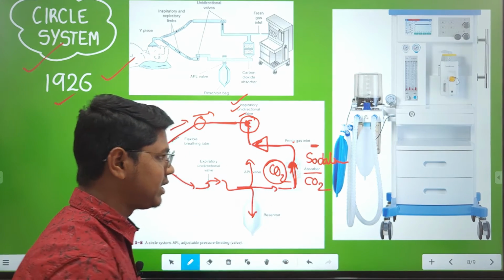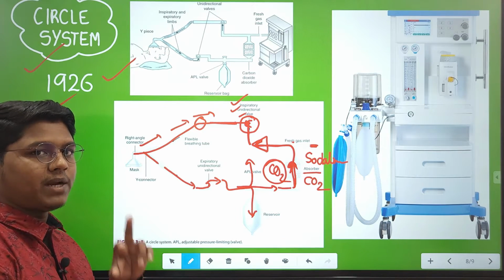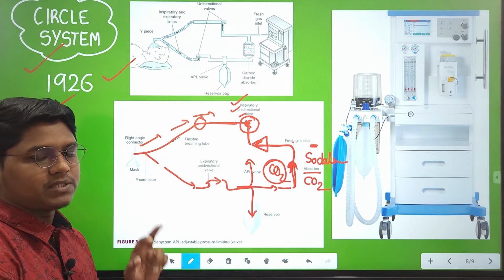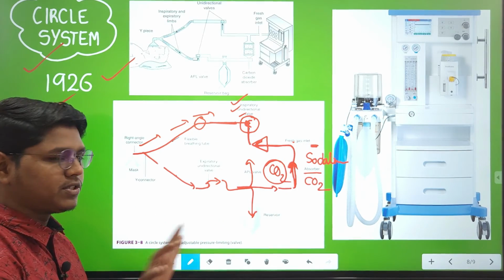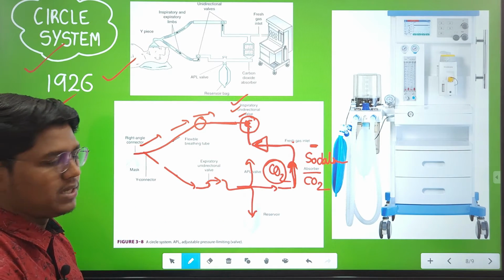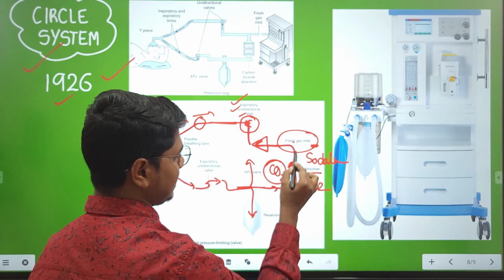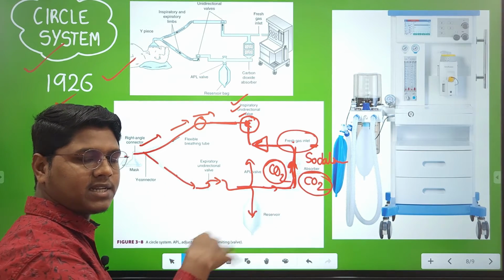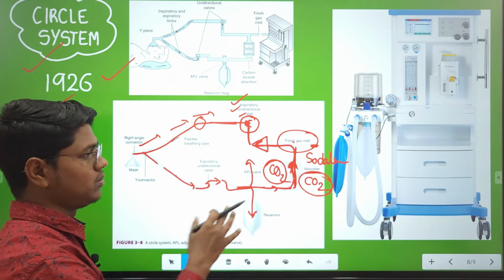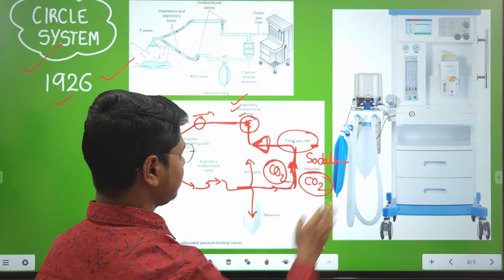Due to this rebreathing of gas, the fresh gas requirement is very low compared to the Mapleson system. In the Mapleson system, you may find a higher need of fresh gas, while in the circle system you may find a low need of fresh gas, because the exhalation gas, from which the CO2 is separated, and the rest of the gases can again be used for breathing. Okay, one thing here, the bellows.